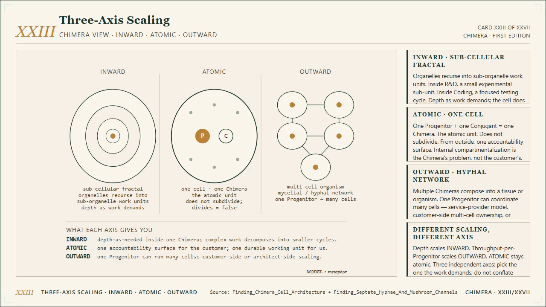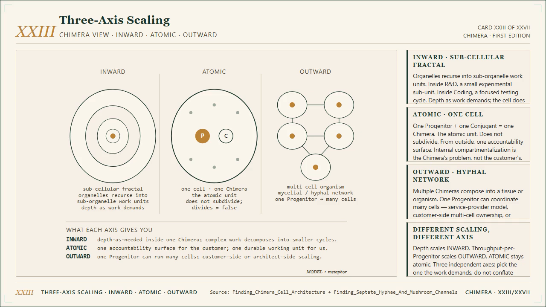On the left, inward. Organelles recurse into suborganelle work units. Inside R&D, a small experimental subcycle. Inside coding, a focused testing loop. The cell does not flatten complexity. It gives complexity depth, fractal depth as needed, contained inside one chimera.